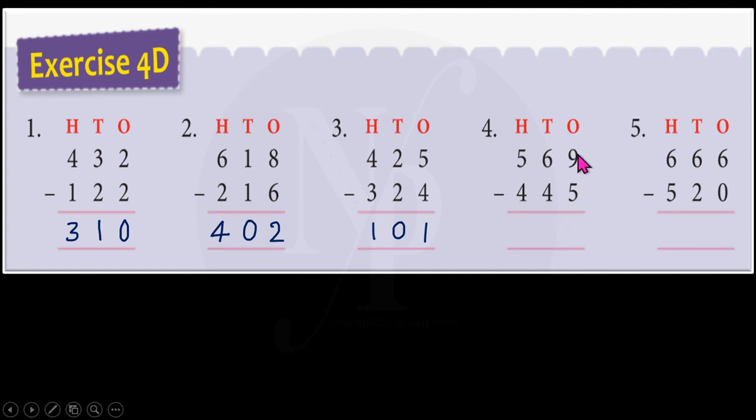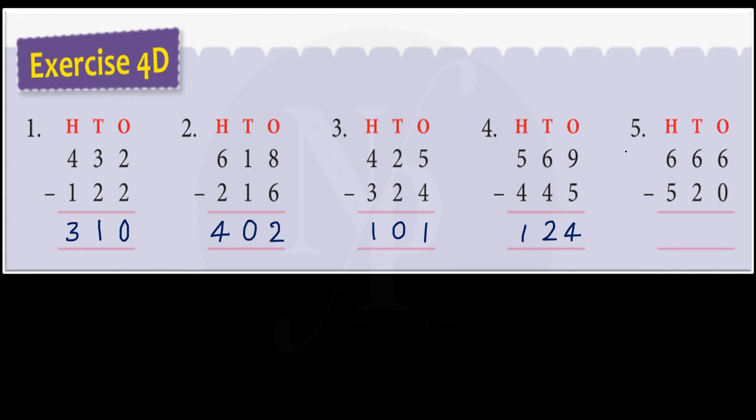Question number 4, 569 minus 445. Subtracting 5 from 9, you get 4. 4 ones. Here we subtract 4 tens from 6 tens, we get 2 tens. And we write 2 in tens place here. Here we subtract 4 hundreds from 5 hundreds, we get 1 hundred. Therefore, 124 is the difference.